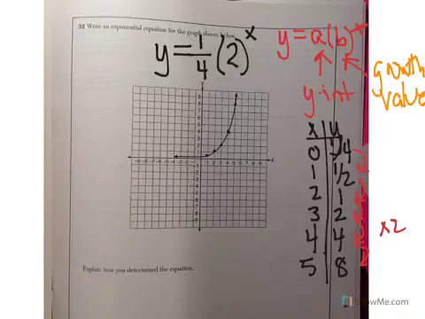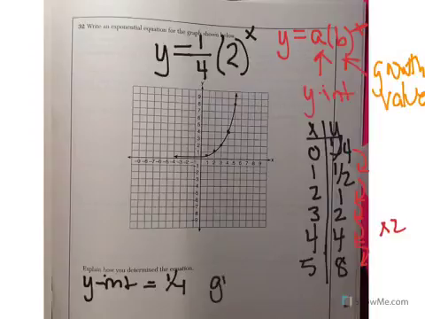Explain how you determined the equation. Well, what you would say here is that your y-intercept is equal to 1/4. Your growth factor is equal to 2. And that's where you can leave it. Okay, that's how you know what the equation would be. And all this work above also explains how you determined the equation.